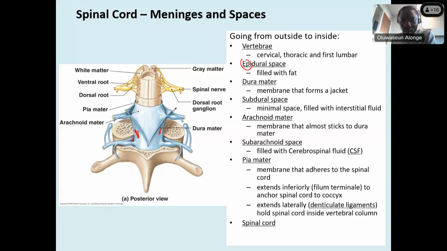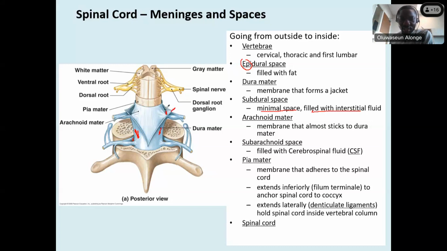Now, then you're going to have the dura, which is this guy here. This is the dura mater here. Then right after the dura mater, you have the subdural space. So that means the subdural space is this space here, right inside. Now think about it, epi, outside, sub, below, inside, right? So it's a minimal space that is filled with interstitial fluid and it's right there, all right?